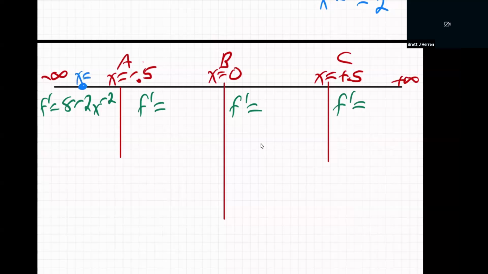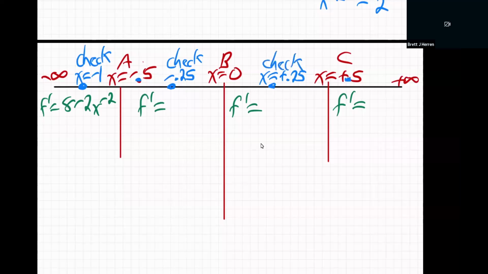So I'm going to check x equals negative 1. That's something that's left of negative 0.5. Right here, I'm going to check negative 0.25. Right here, I'm going to check x is positive 0.25, right? Because 25 cents is between 0 and 50 cents, right? This is 0.5. So check that. That'll be that interval. And over here, I'll just check something like positive 1, because that's bigger than 0.5. All right. So I'm going to take that negative 1 and pop it in there.